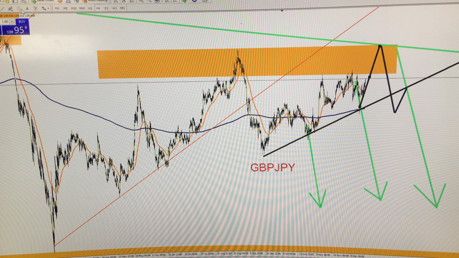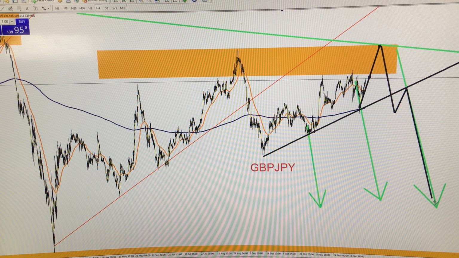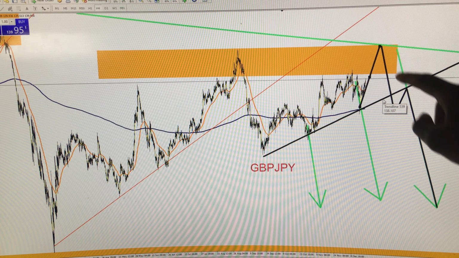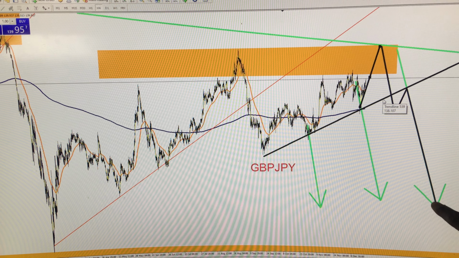they must come and retest. After retesting this line, they must drop. So this is what we're expecting now for it to happen. They will create a small head and shoulders: a shoulder, a head, and a shoulder for it to drop like that.